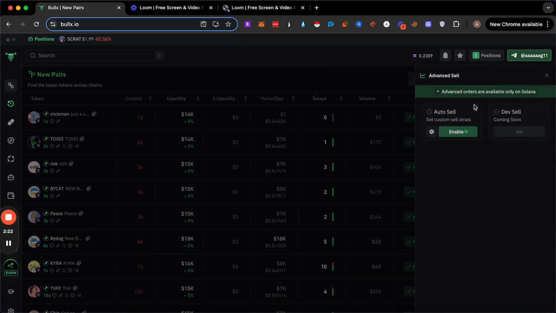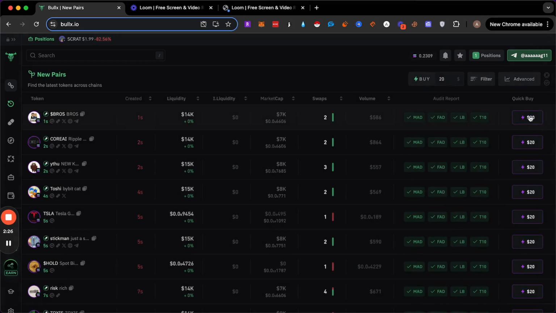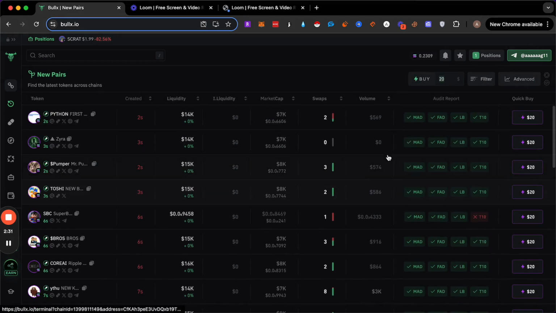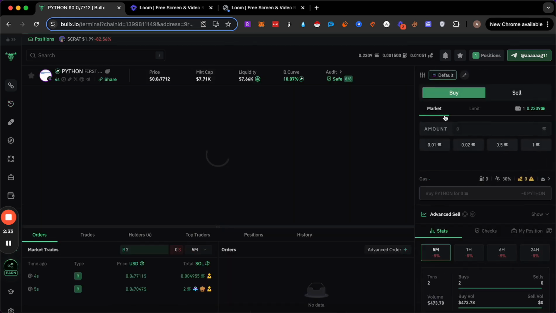If you go to advanced, you can also set up auto sell strategies. If you want to do the quick buy here, you can set that, obviously. There is that too, and then there's, of course, the audit report.